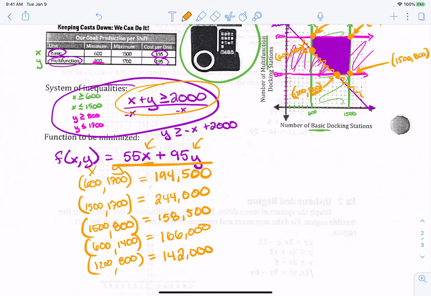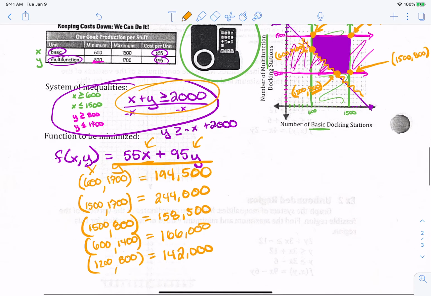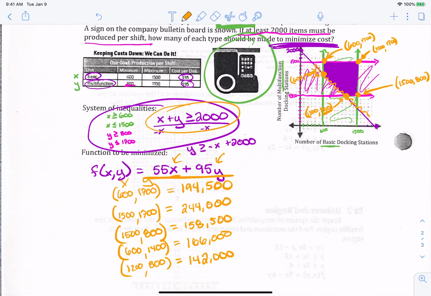Are we trying to maximize or minimize here? Maximize. Wait. Minimize. We're trying to minimize because this is my equation for cost. Do you see minimize up here? Yes, ma'am. Minimize cost. So which one is going to give me the minimum? The last one. Okay, so this is my min.